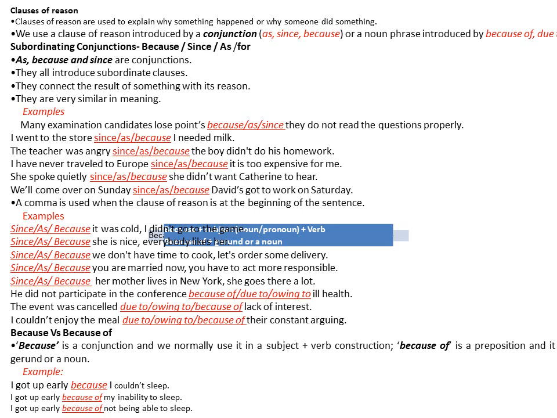Because is a conjunction which we normally use in a subject plus verb construction. Because of is a preposition followed by a gerund or noun. Example: I got up early because I couldn't sleep. I couldn't sleep is a clause, there is a subject plus a verb. Whereas: I got up early because of my inability to sleep.